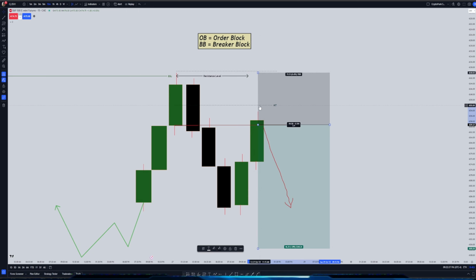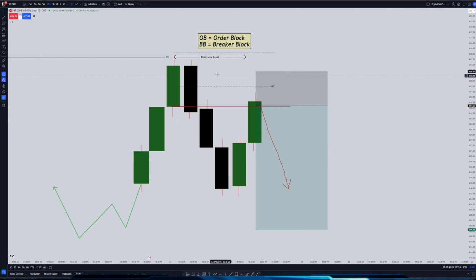Or since you want price to respect the mean threshold, this can be your stop loss, a little above the mean threshold. Or if you draw the 75% level, put it around that 75% level, because sometimes the wick can go like this and then it can continue. So if you don't want to get stopped out, you need to put it a little above there. Anyway, you can put it like this.